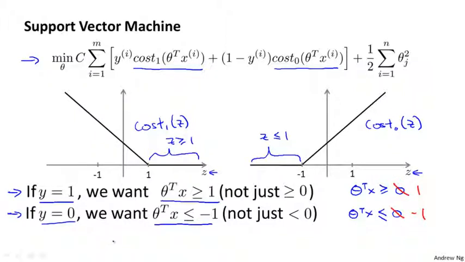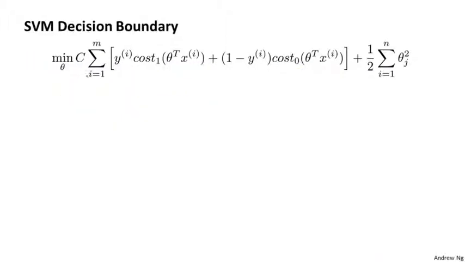Concretely, what I'd like to do next is consider a case where we set this constant c to be a very large value. So let's imagine we set c to a very large value, maybe 100,000, some huge number. Let's see what a support vector machine will do. If c is very, very large, then when minimizing this optimization objective, we're going to be highly motivated to choose a value so that this first term is equal to 0.